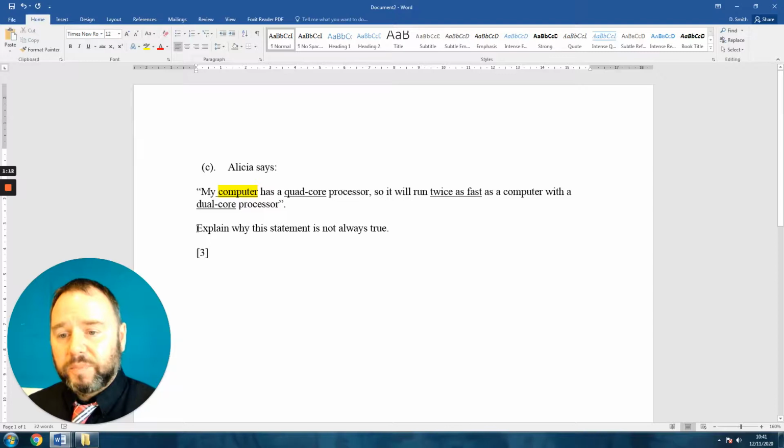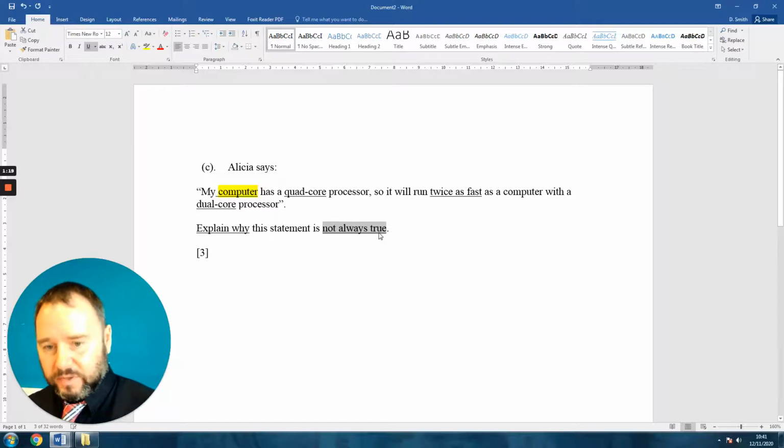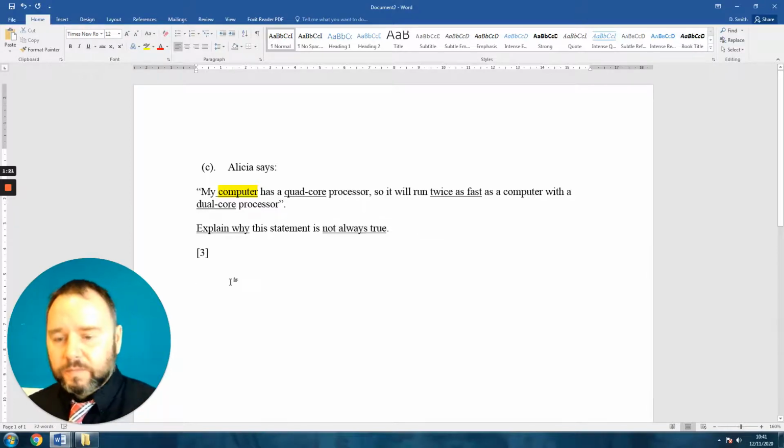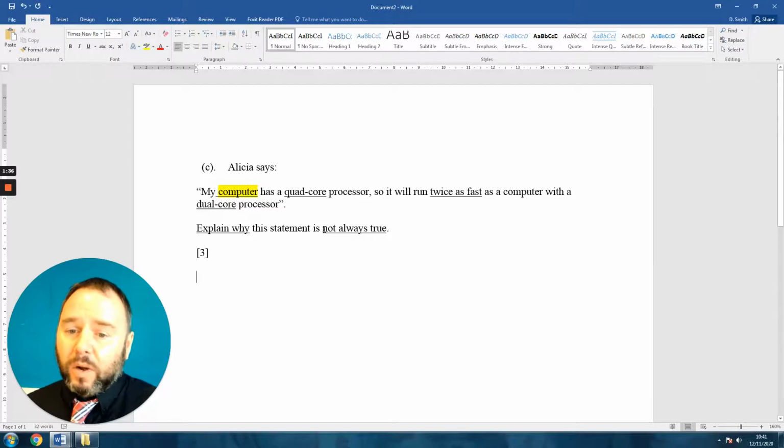Explain, so we're going to use the word because or this means or something like that, why it's not always true. So we're going to go for the negative. We're not comparing quad core and dual core processors as such. If I write a quad core processor has 4 cores and a dual core has 2 cores, I'm not going to pick up any marks for that, because it's not asking me that. It's asking me about computers. So explain why this statement is not always true.